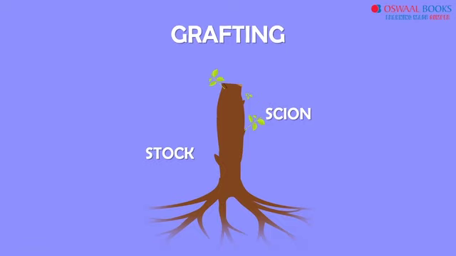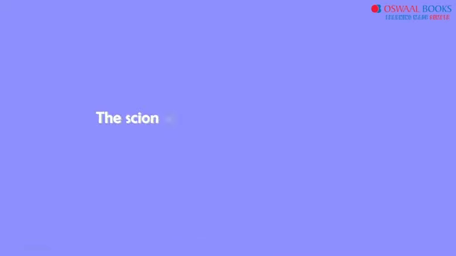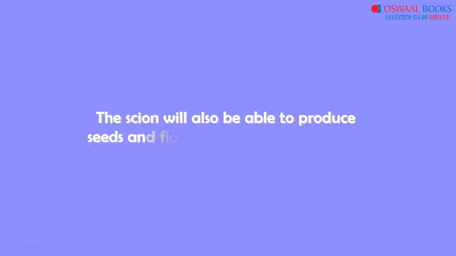The scion will then be an integral part of the stalk, and it will gain nutrition and also produce flowers and fruits. What do you think are the advantages of such a method of reproduction? The desired characteristics of the scion will be merged with that of the stalk. The scion will also be able to produce seeds and flowers in a short span of time.